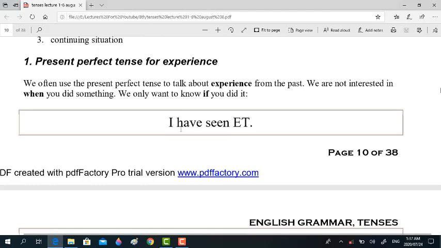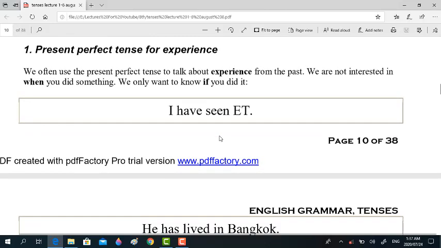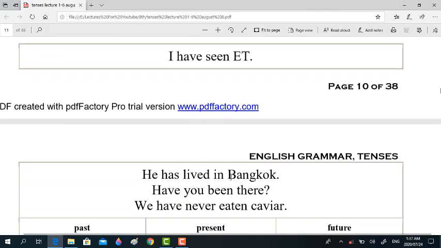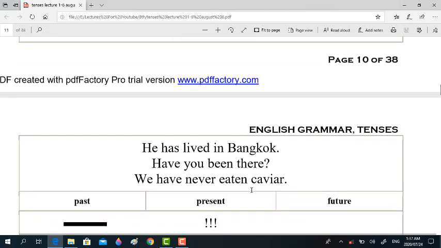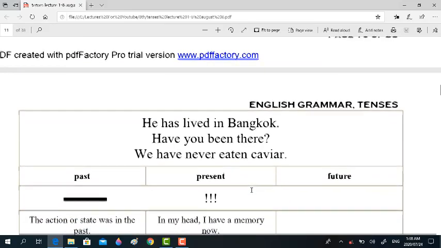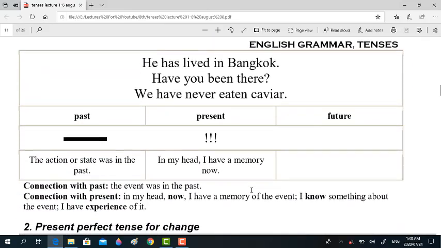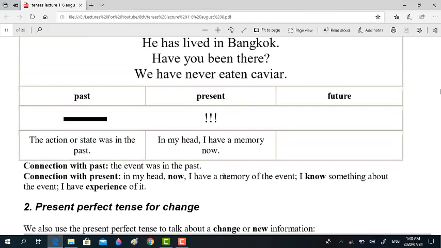For example, I have seen it. He has lived in Bangkok. Have you been there? We have never eaten caviar, right? So the action or state was in the past. In my head I have a memory now. So this is the impact. The action got completed in the past, but you have the impact in the present, so you should use this tense.